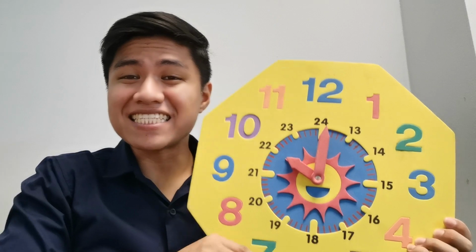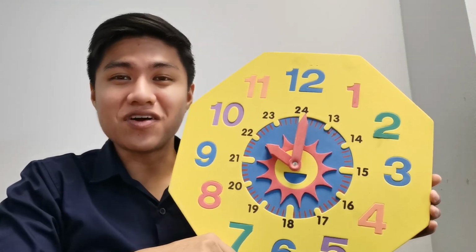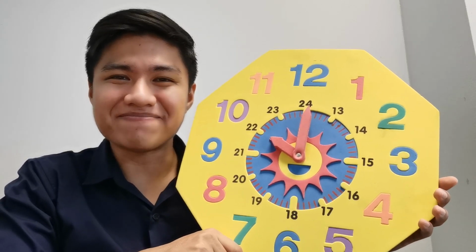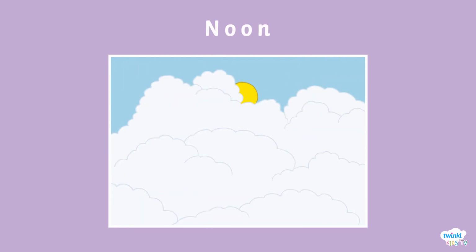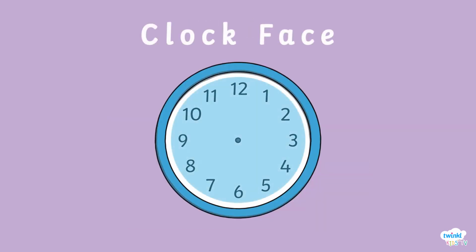Hello, this is a clock. And now, it's time for us to learn about time. We tell the time so we know when different events happen throughout the day, whether during the morning, noon, evening or night. This is an analog clock.